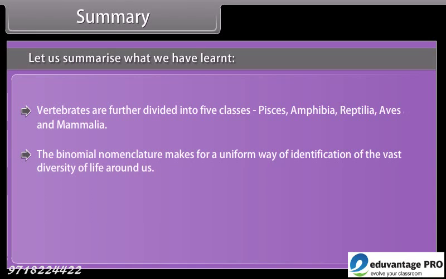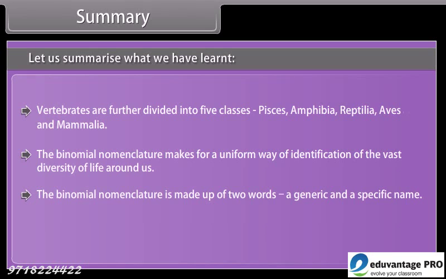The binomial nomenclature makes for a uniform way of identification of the vast diversity of life around us. The binomial nomenclature is made up of 2 words, a generic and a specific name.